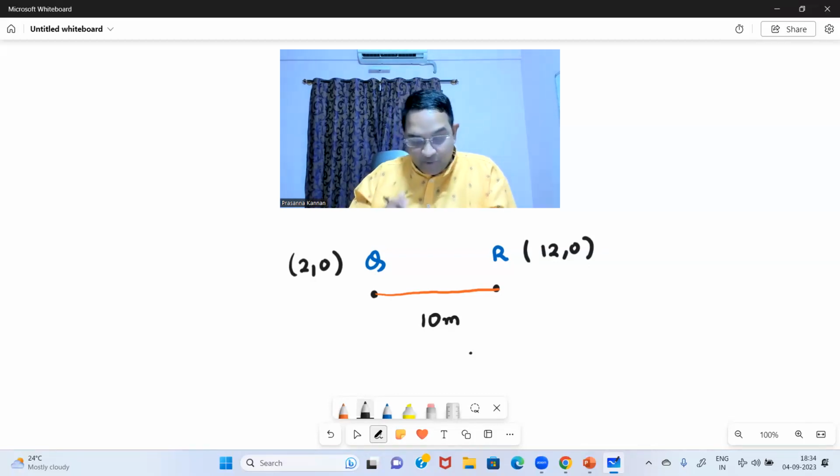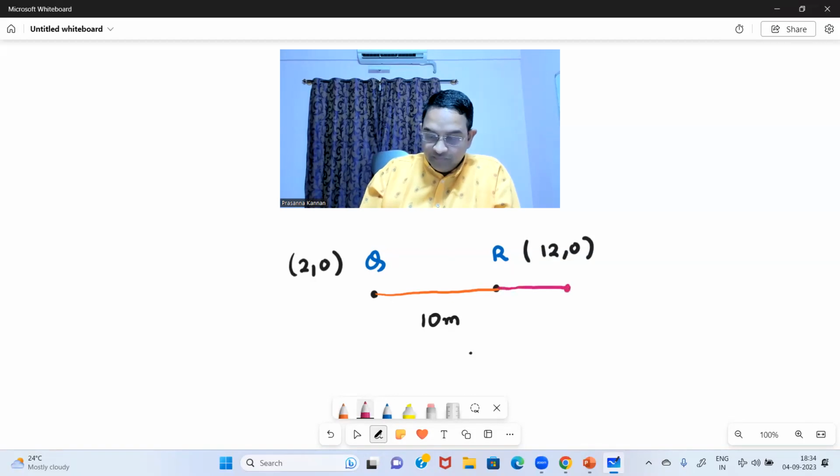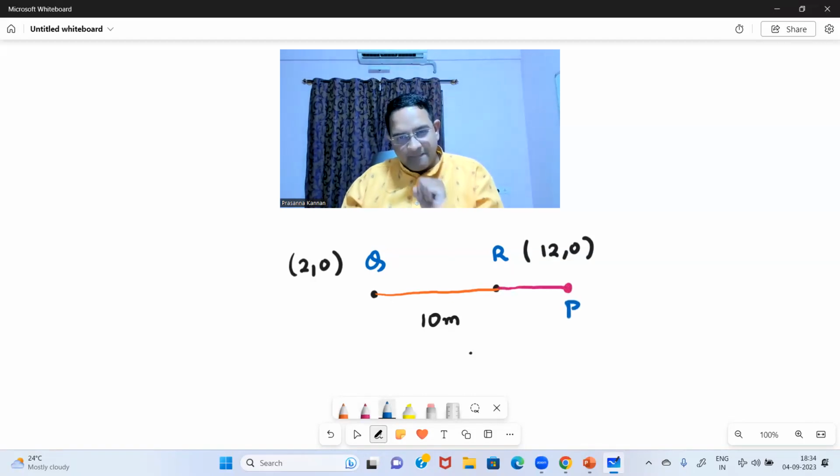Right. Now we have a point P. Where is this point? It is outside. Let's say P divides the line in the ratio 3:1. Let's say it divides the line in the ratio 3:1.